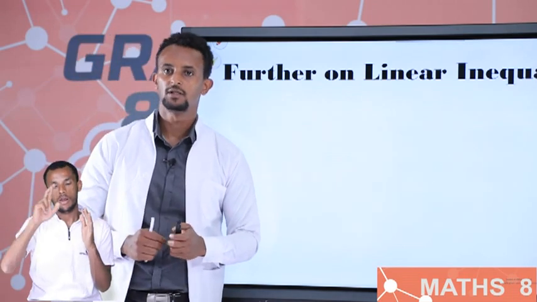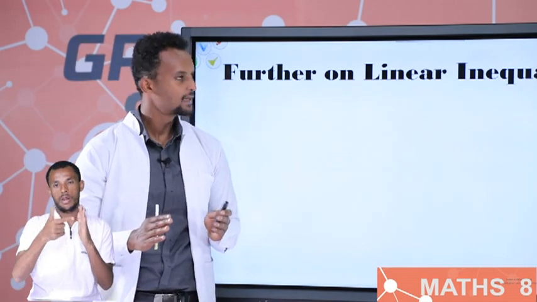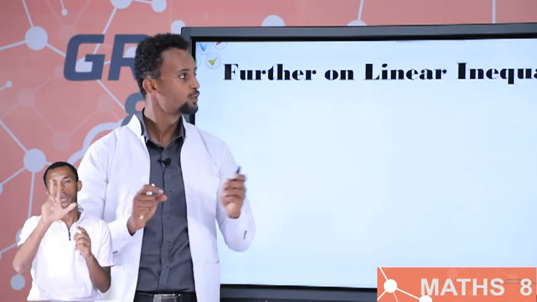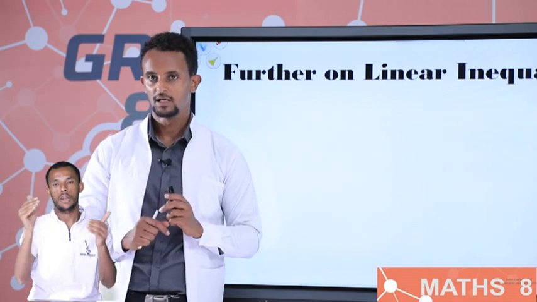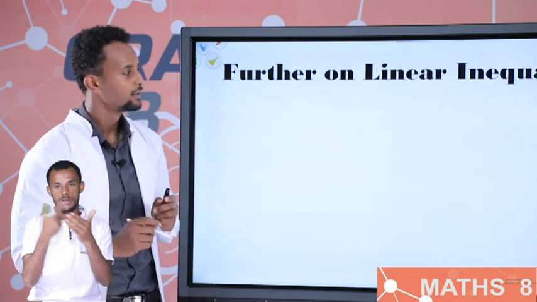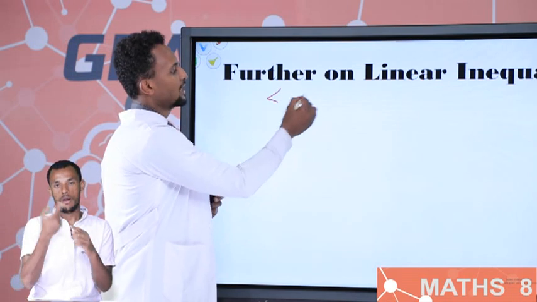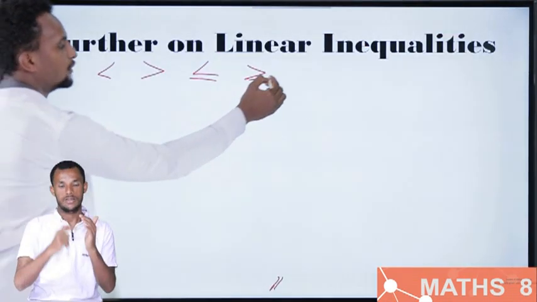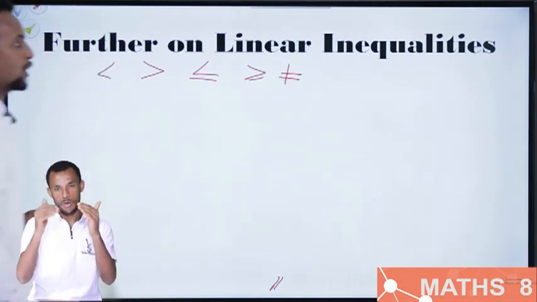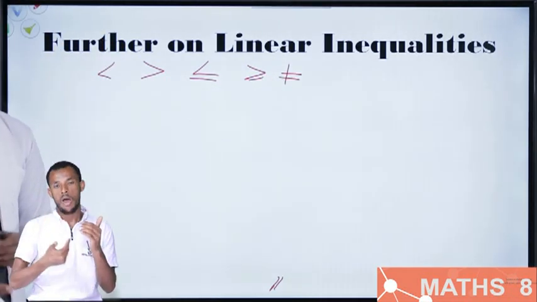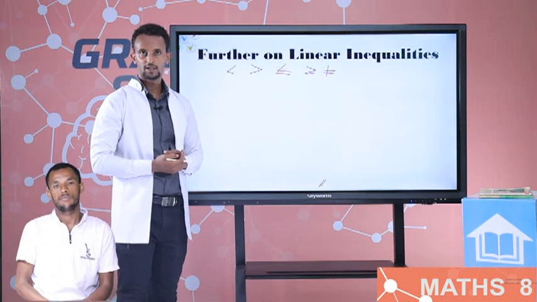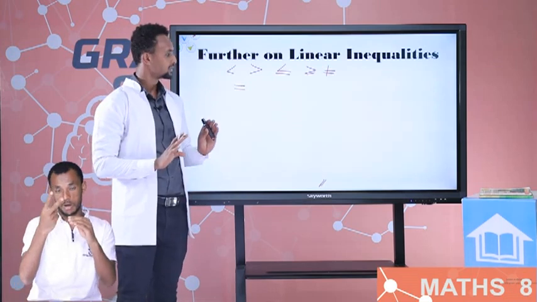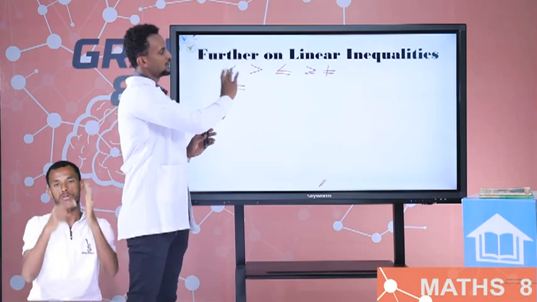In the case of inequality, we have the same steps as with the equation, but it has 3 differences between equation and inequality. In the case of inequality, we have different signs. That means less than, greater than, less than or equal to, greater than or equal to, and different from. We have 5 different signs in the case of inequality, but in the case of equality, we have only the equality sign. Therefore, this is one difference.